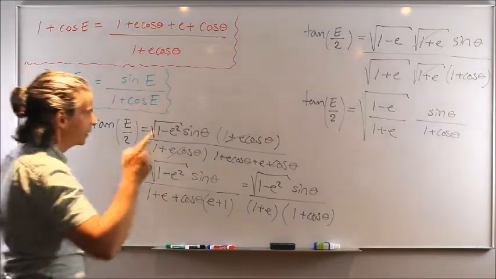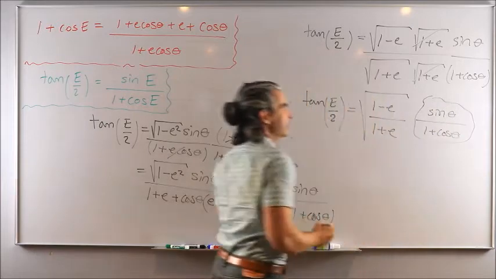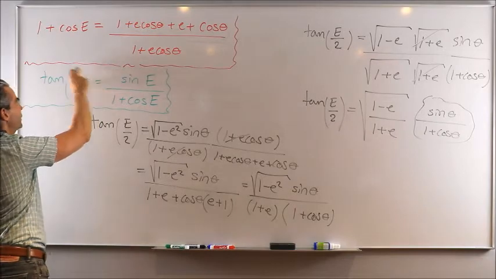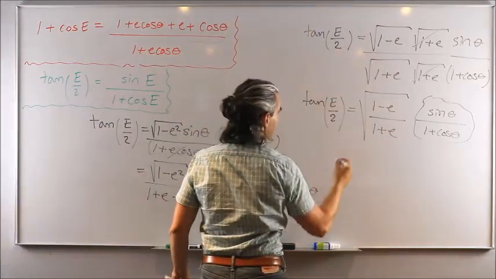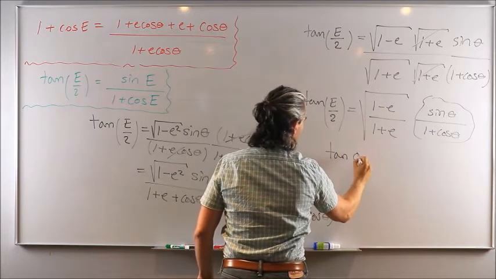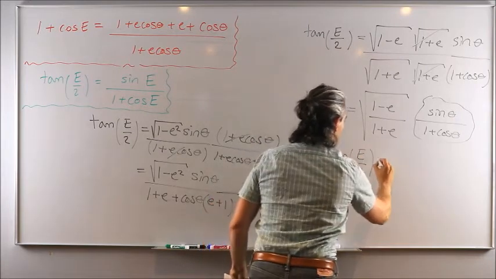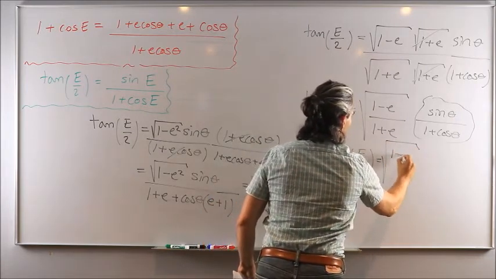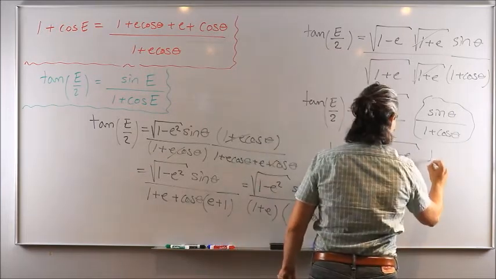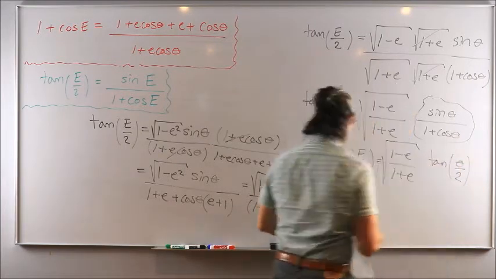So, you're right. The next step is to swap out this term here, which is sine theta over 1 plus cos theta, using the half angle trig identity. And that is just to replace it with tan of theta over 2. So ultimately, we say that tan of eccentric anomaly over 2 is equal to the square root of this ratio here, which is only a function of the eccentricity of the orbit, times tan of true anomaly over 2, like that.